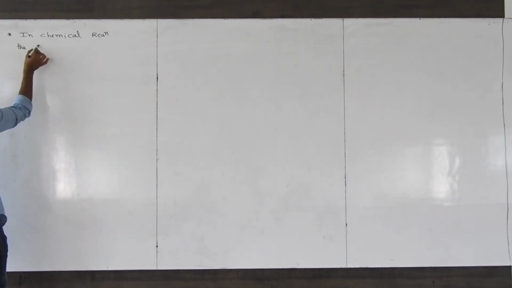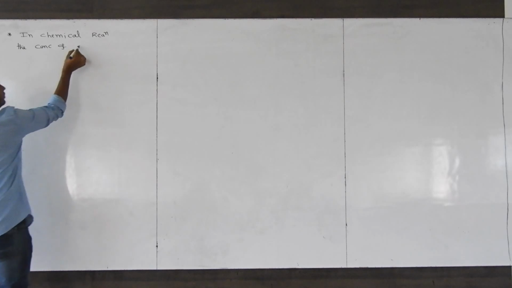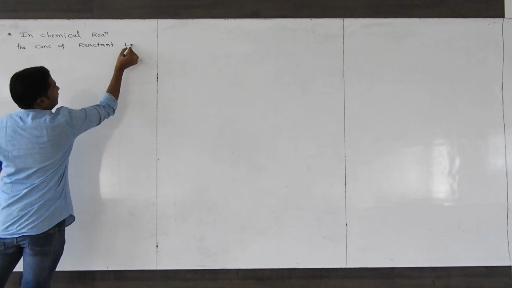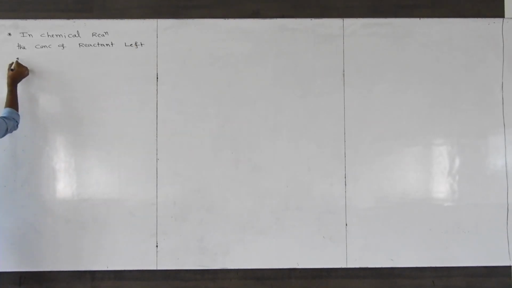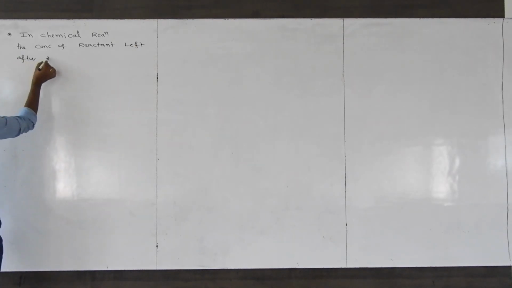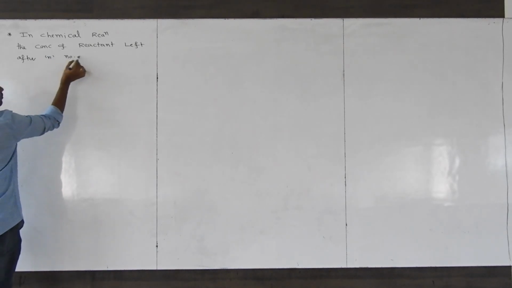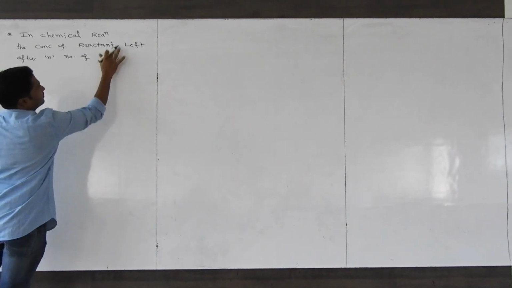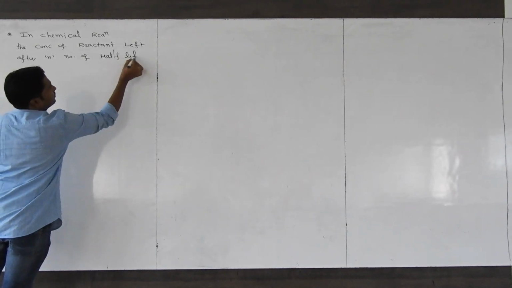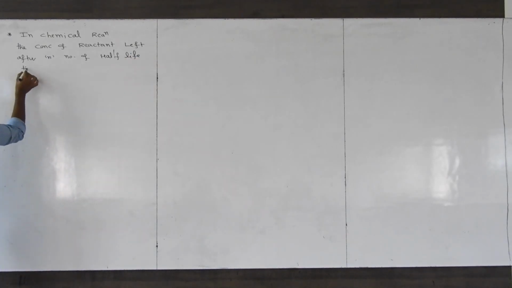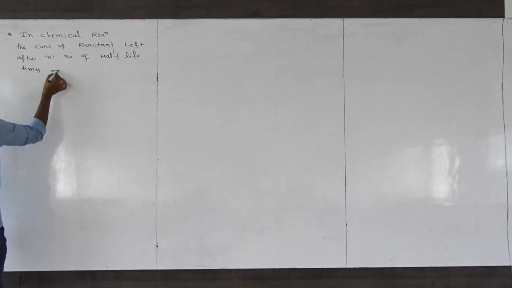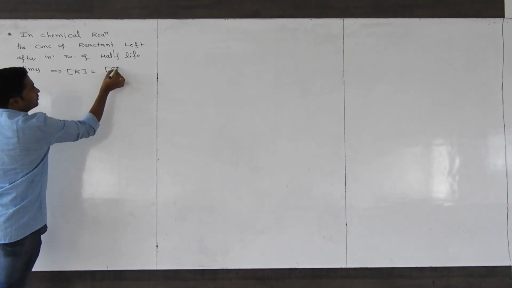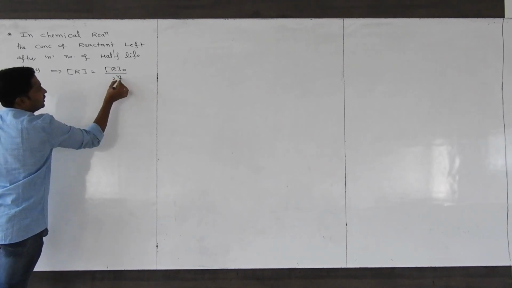the concentration of reactant left after n number of half lifetimes is nothing but R is equal to R naught by 2 power n.